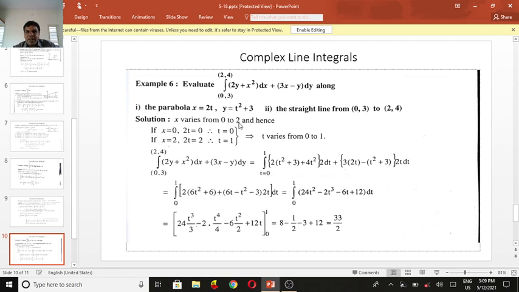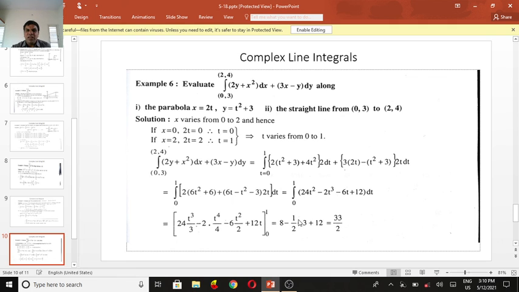Now I substitute into the integral of (2y + x²) dx + (3x - y) dy. Convert everything in terms of t, with t varying from 0 to 1. Y is t² + 3, and replacing x by 2t gives 4t². Here dx becomes 2 dt. Then plus 3 times (2t - (t² + 3)), and dy becomes 2t dt because we are differentiating. Simplifying, the integral from 0 to 1 of 2(6t² + 6) + 6t - (t² - 3) times 2t dt.